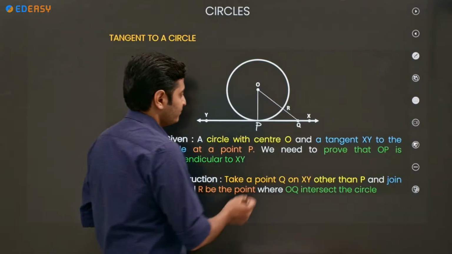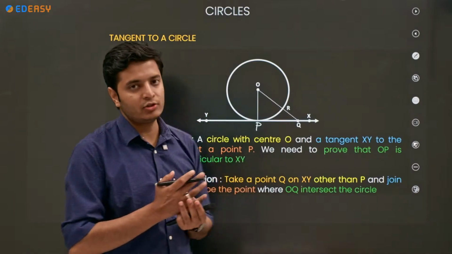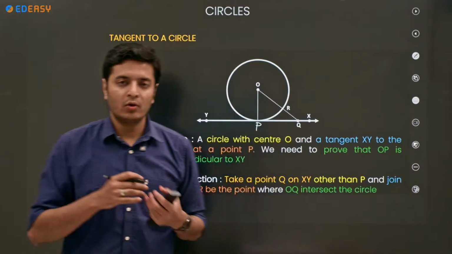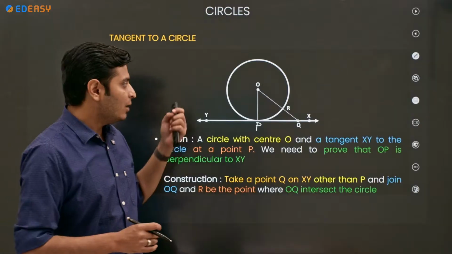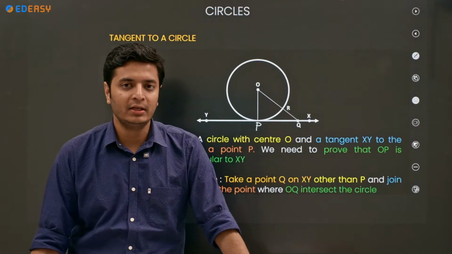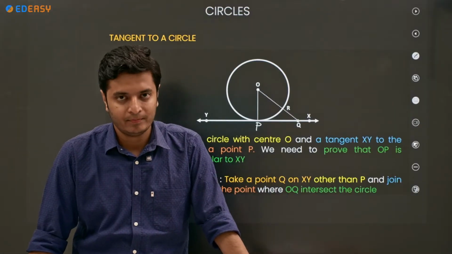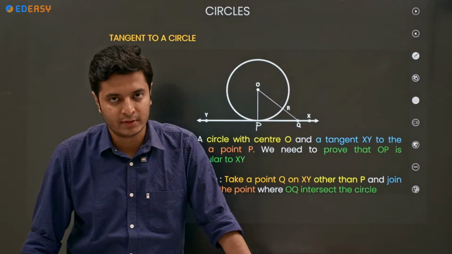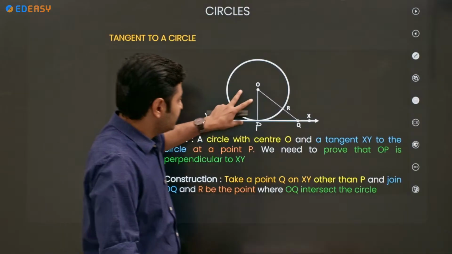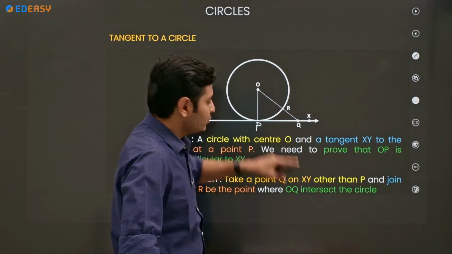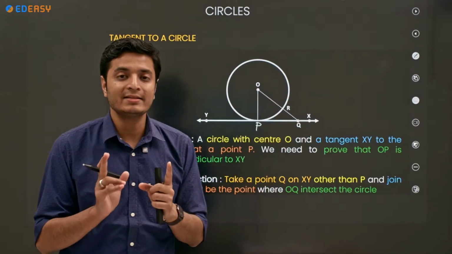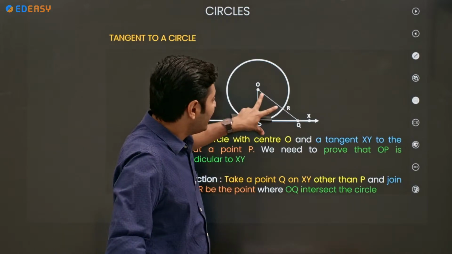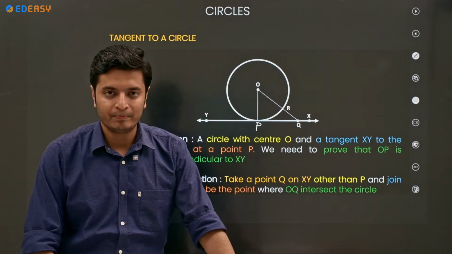Look at this. According to Euclid's geometry, a part can never be greater than the whole. Correct? Or in other language, a whole is always greater than a part. Now look at this. OQ. OQ is the whole line segment. OR is the part of OQ.